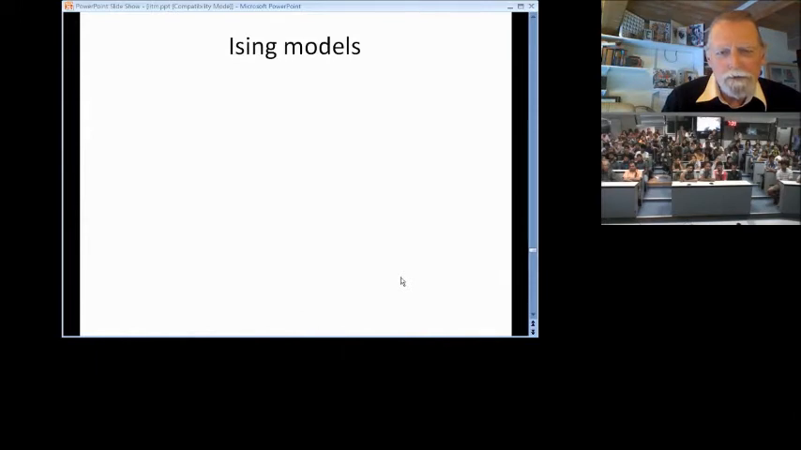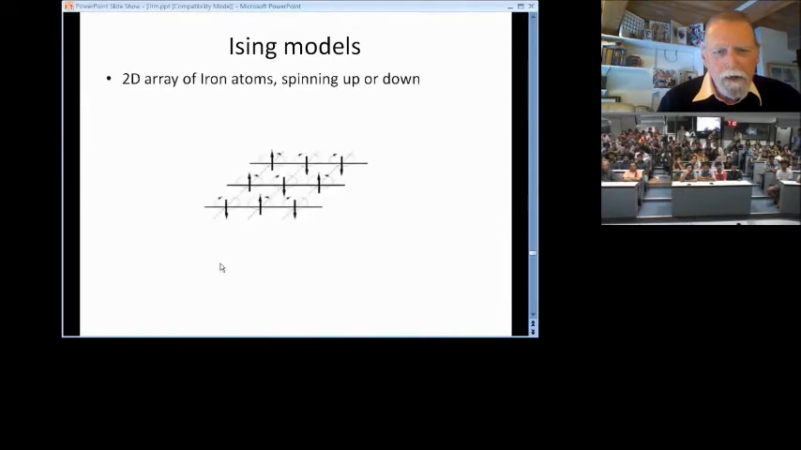Okay, now there's a beautiful mathematical approach to this, which goes back to physicists, so-called Ising models. This is a two-dimensional crystal of iron atoms that have an intrinsic spin, spin up and spin down. Now the point is each atom wants to spin the same way as its neighbors, because that gives it lower energy, but it can also be affected by an ambient magnetic field.